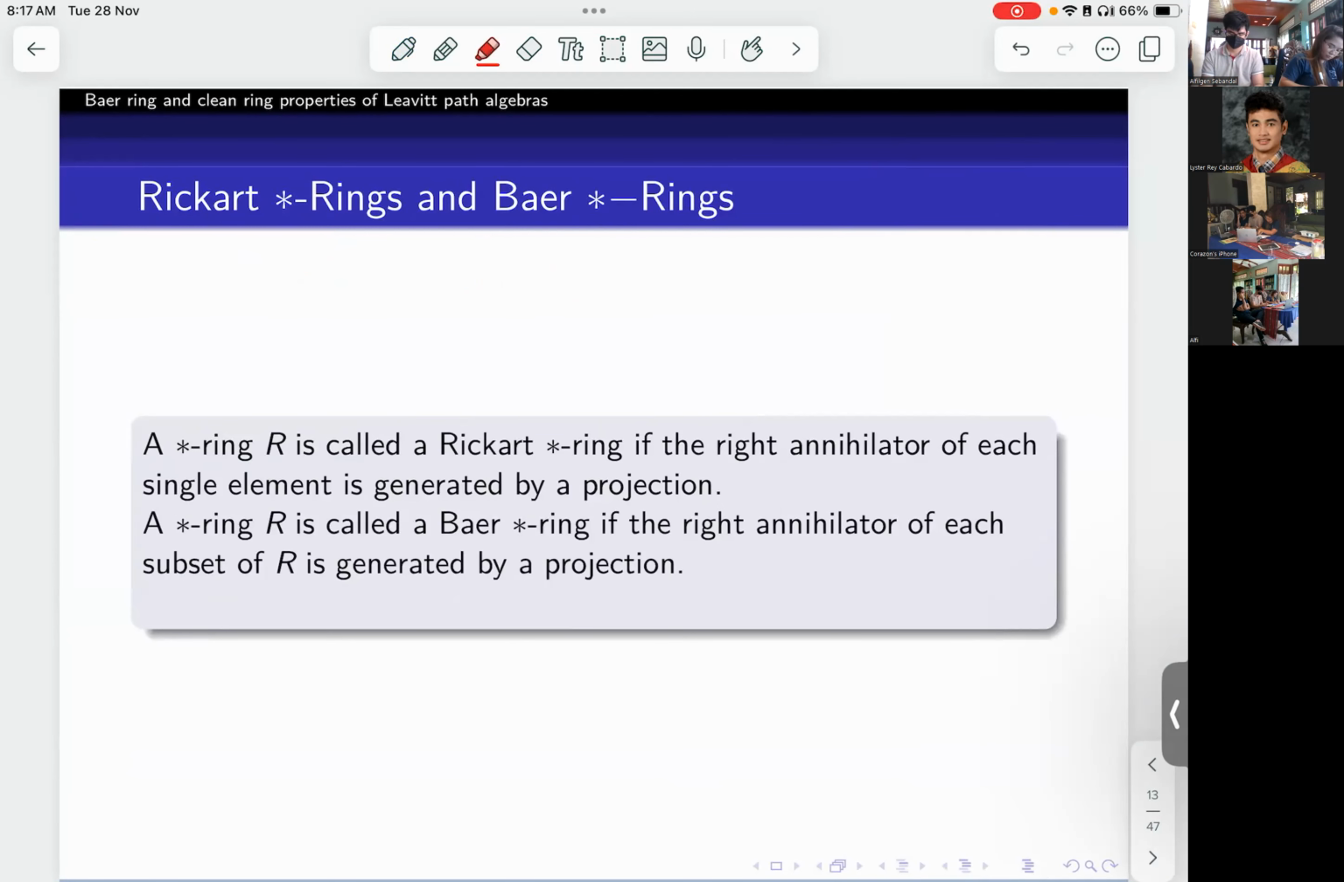Now we are into another thing. Whenever we talk of C star algebras, they are equipped with something called an involution. So we will define a ring with involution.